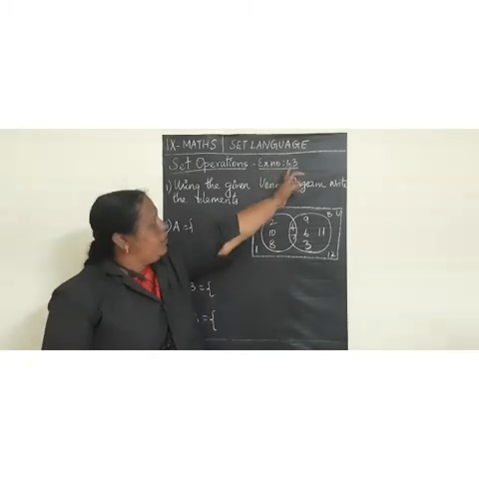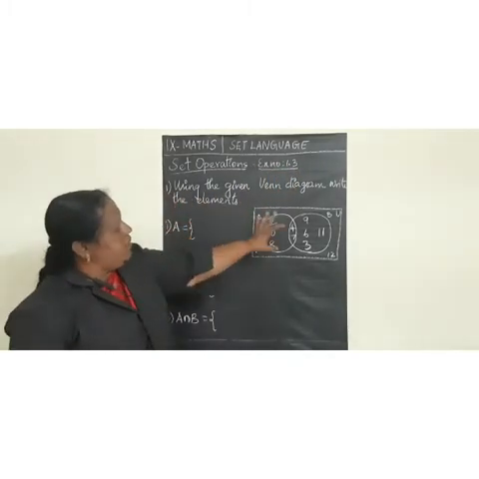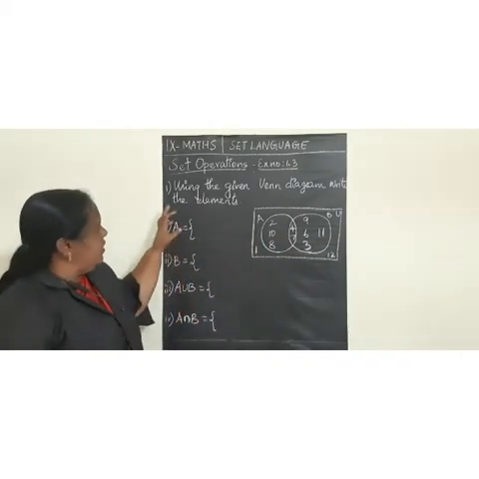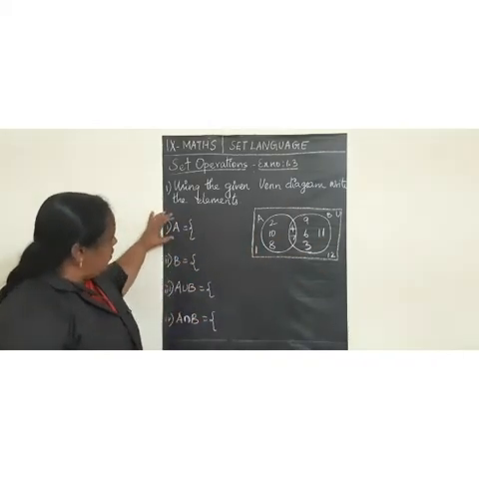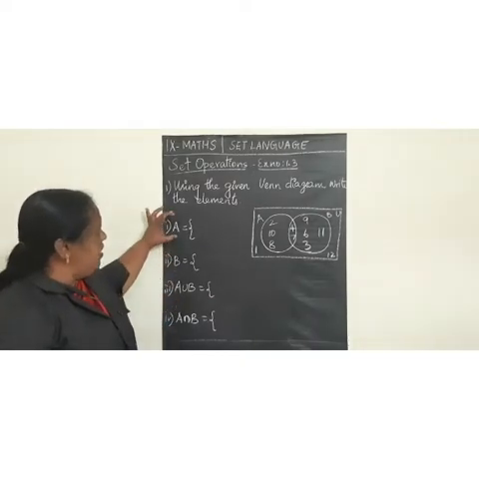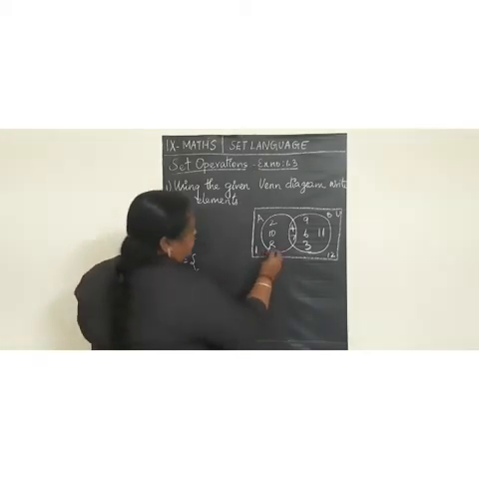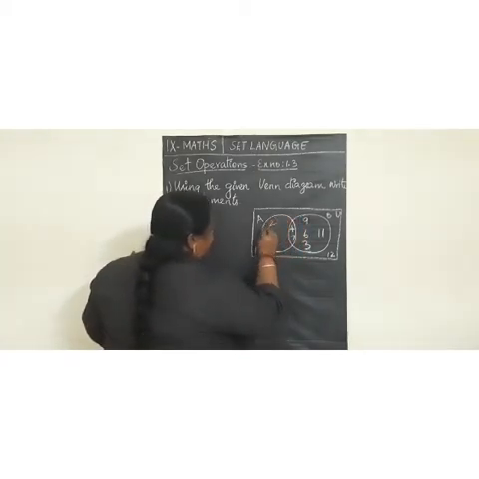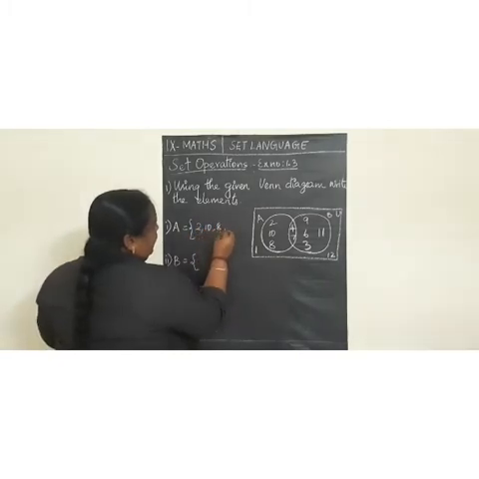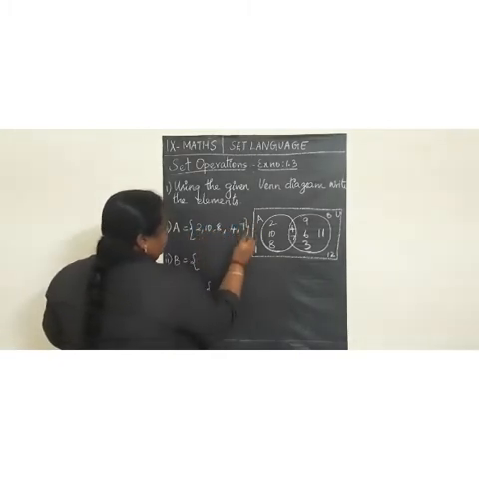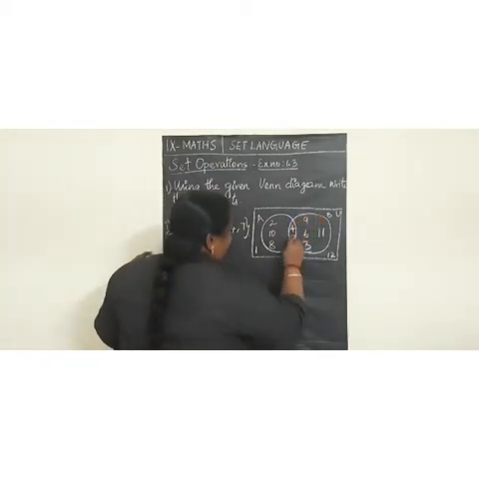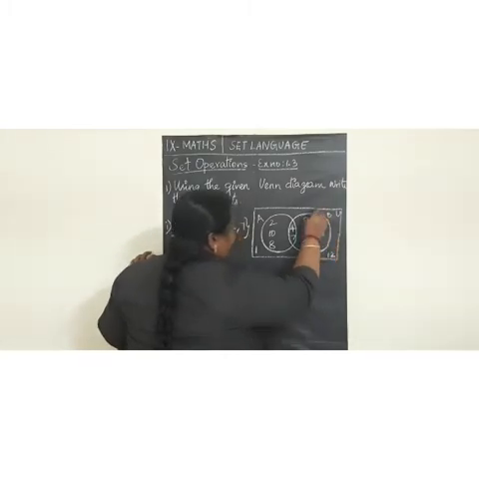Next, Exercise 1.3, first sum. Using the given Venn diagram, write the elements. A Venn diagram is given, and by seeing it you have to write the elements of the sets A, B, A union B, A intersection B. First A. A means we see the circle fully. What are the elements? 2, 10, 8, 4, 7. Next set B. Set B means we take and write all the elements in this circle.